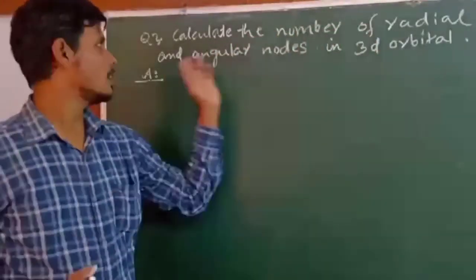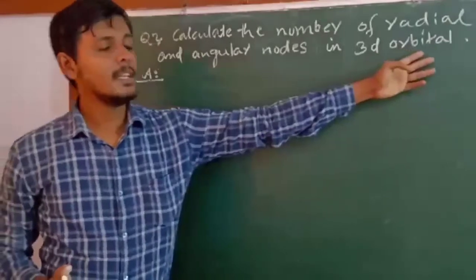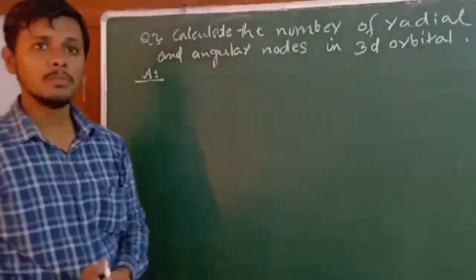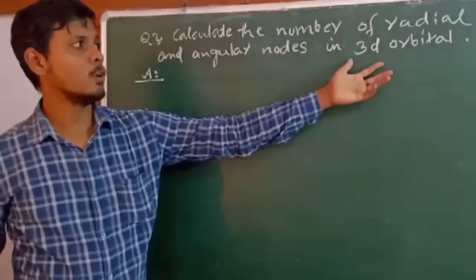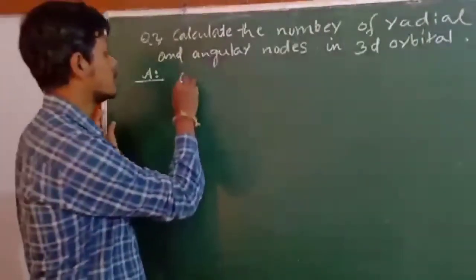Calculate the number of radial and angular nodes in a 3d orbital. Okay. So before going to the nodes directly, let us have a brief overview of quantum numbers.